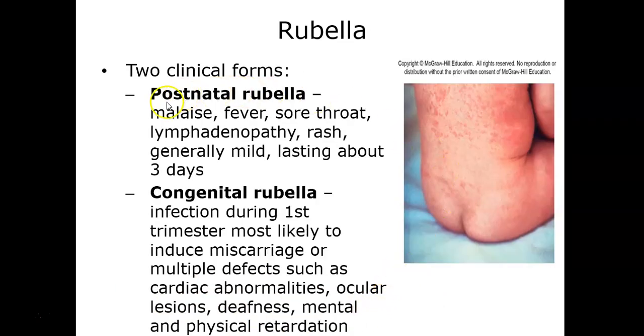So we've got the postnatal rubella, and we've got the congenital rubella, which is most likely to occur during the first trimester and induce, as we mentioned, stillbirths, miscarriages, and other abnormalities in recently born infants. Things like cardiac abnormalities, ocular lesions, and mental and physical retardation.